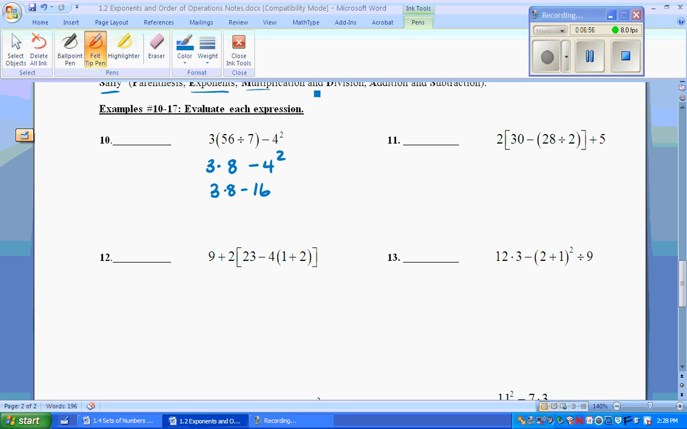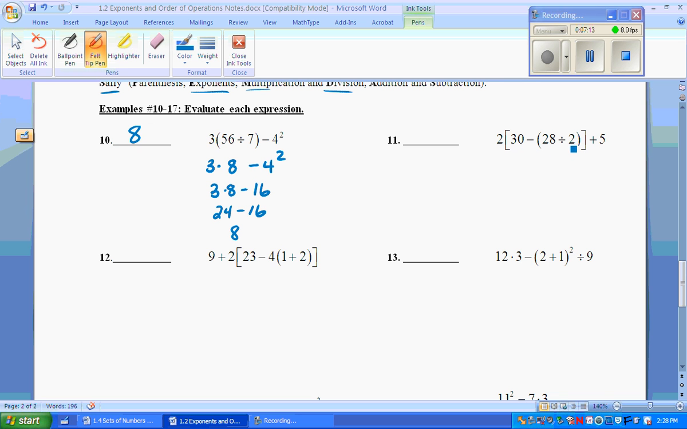Finishing up, working from left to right, multiplication and division. So I see multiplication of 24. No more multiplication or division. Adding and subtracting. Final answer is 8.